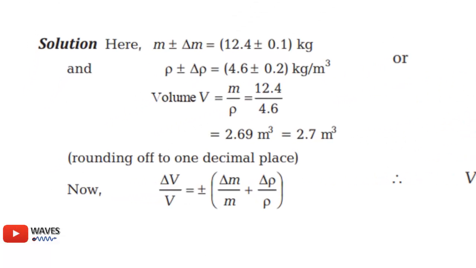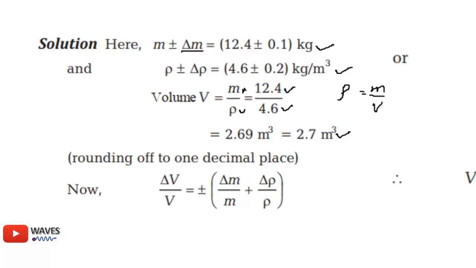Now look at this, we have got the value of mass as m plus minus delta m, and density as 4.6 plus minus 0.2 kg per meter cubed. So a simple expression for volume, if you just remember it in this way: density is equal to mass by volume. So if we want to find out volume, volume would be mass divided by density. So we have got 12.4 divided by 4.6 if we don't consider the error at this point, and we have got the volume as 2.7 meter cubed.